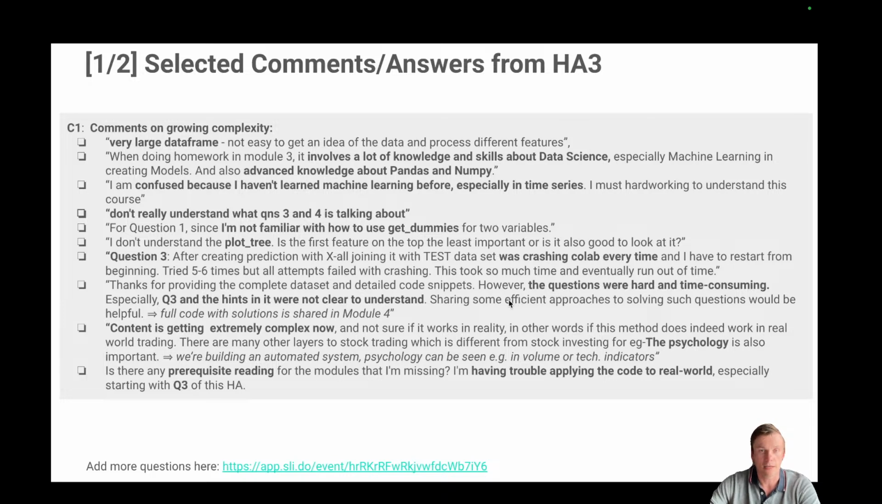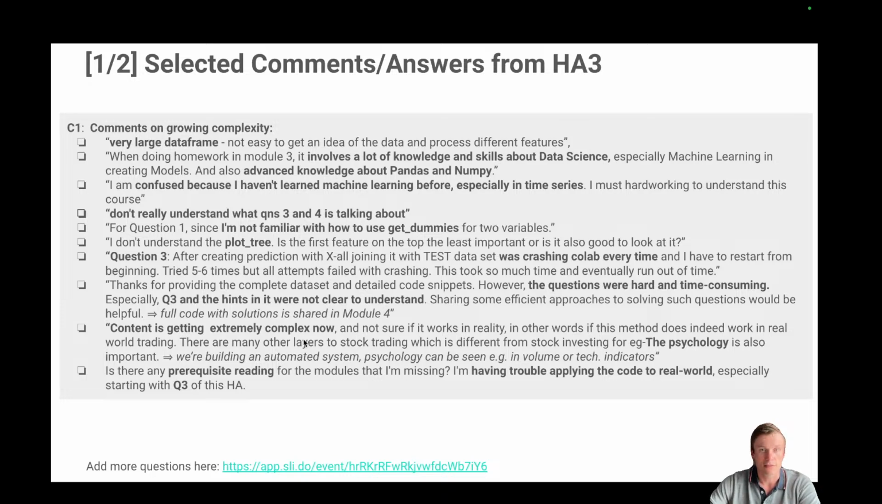Questions are hard and time consuming. Hints are not clear to understand. I try to provide clearer examples, direct steps, and some hints. But please, if you still see some confusion, ask questions on Slack, and I will try to answer them and improve the GitHub code.